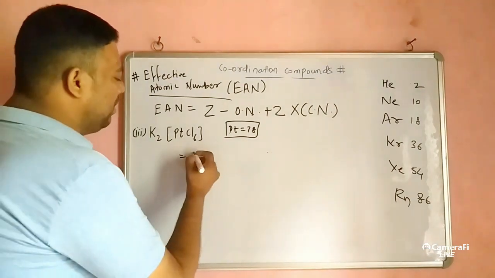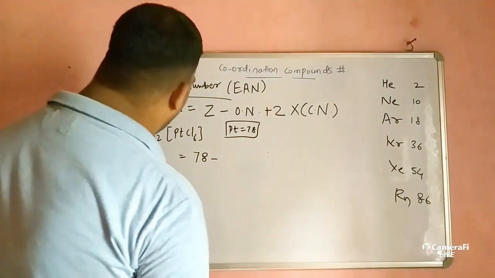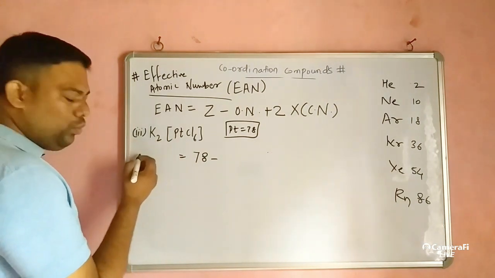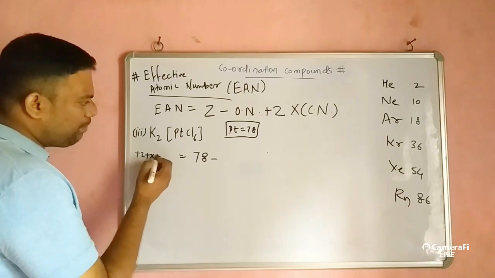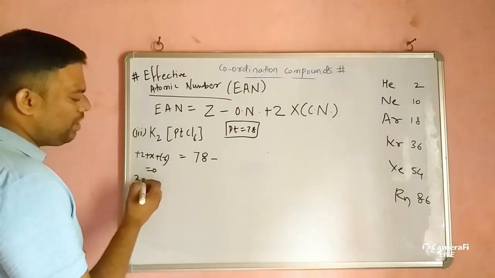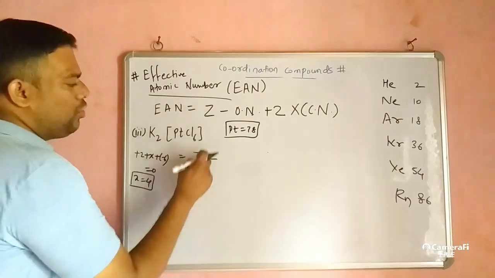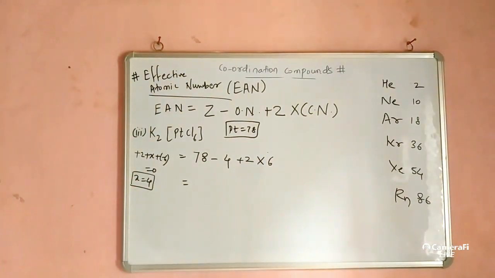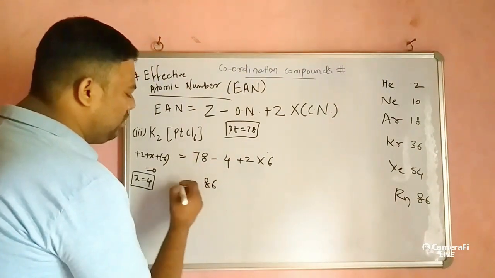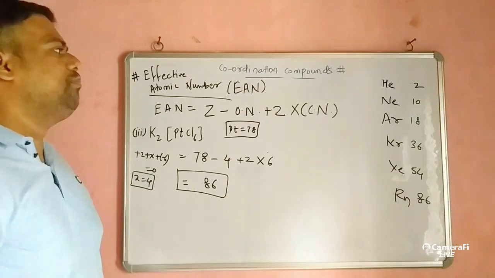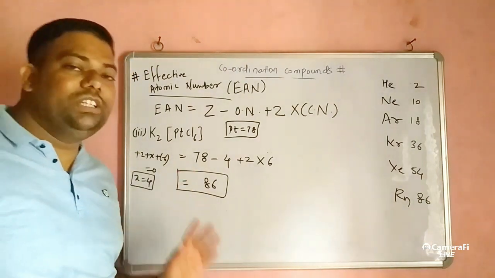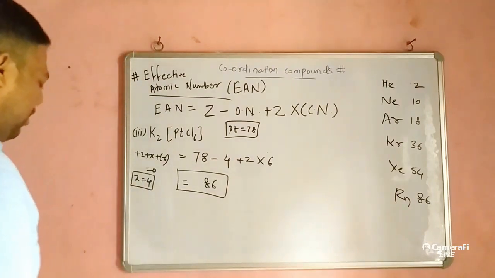So Z is 78, the atomic number, minus the oxidation number. What will be the oxidation number here, beta? See how we can calculate: K2 is plus 2, plus X, plus minus 6 is equal to 0. Therefore, X is equal to 4. Understood. So Z, atomic number 78 minus 4, plus 2 into 6. Then obviously what do you get? Yes, 86. Understood? So it is 86. It is very easy to understand this effective atomic number.